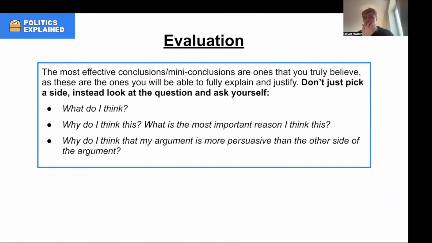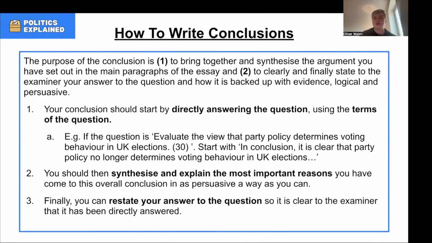So some ways to do this effectively are ways to work out, okay, what do you think? Ask yourself, what do you think? Ask yourself, why do you think this? And what's the most important reason you think this? And think, why is my argument more persuasive than the other side? And if you can explain what your argument is, explain the most important reasons for it, and explain why your argument is more persuasive than the other side of the argument, that's where you're going to make sure you're fully evaluating and picking up those AO3 marks.